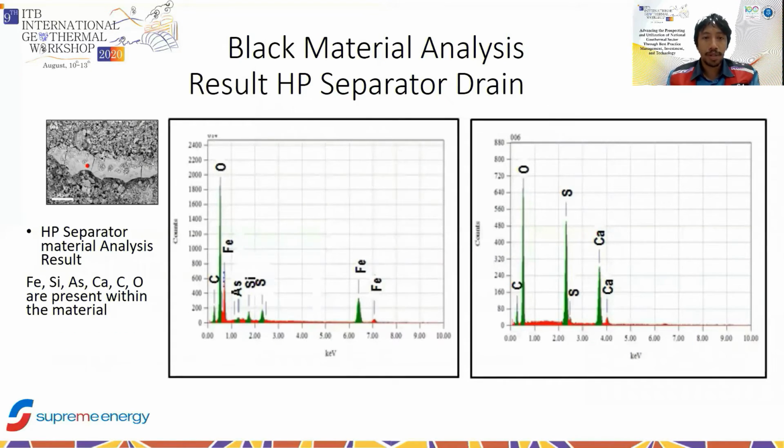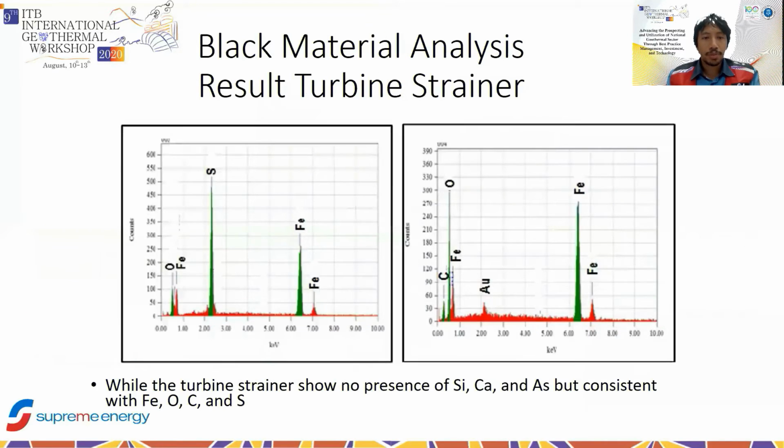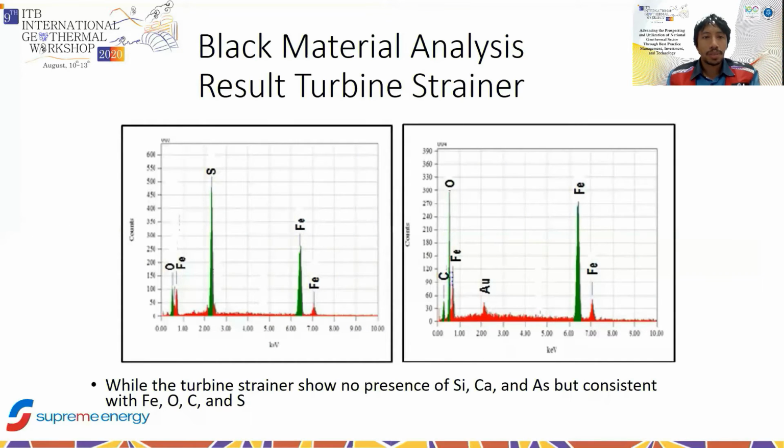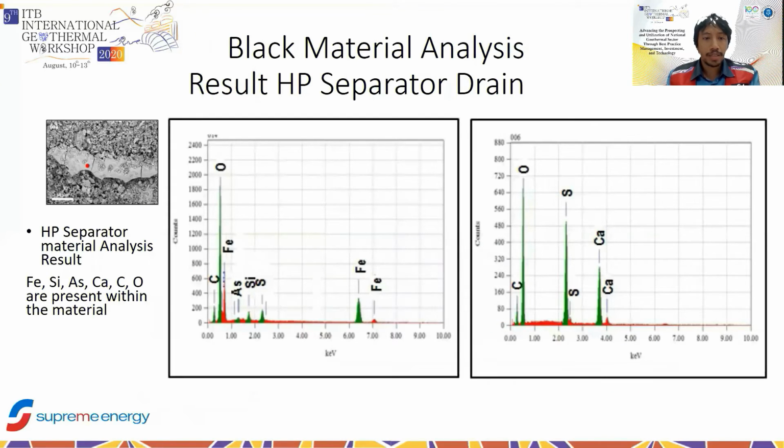This is the result from the HP separator, and this is the result from the turbine strainer. You can see some differences there. First, the HP separator sample shows silica, arsenic, and calcium peaks. Meanwhile, the result for the turbine strainer doesn't show any calcium, silica, or arsenic. The silica, arsenic, and calcium could have been products of debris from the well itself, but it has been separated beneath the separator.